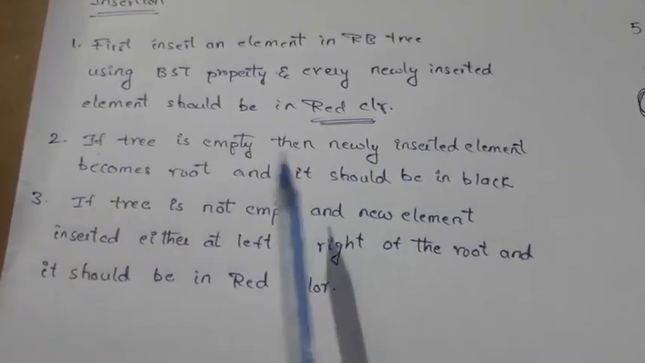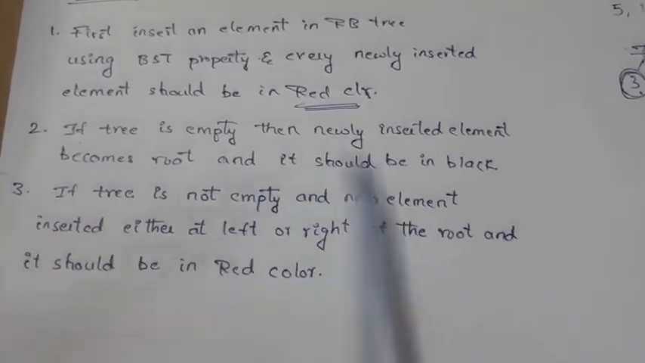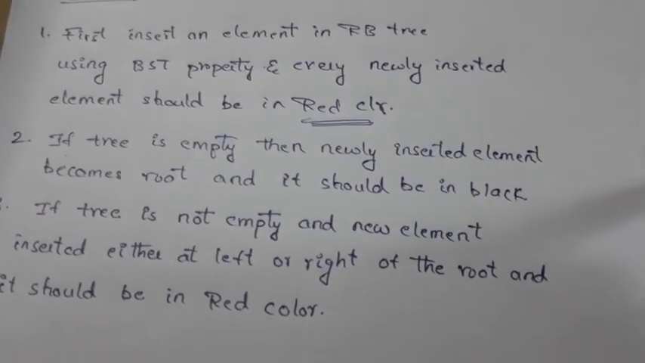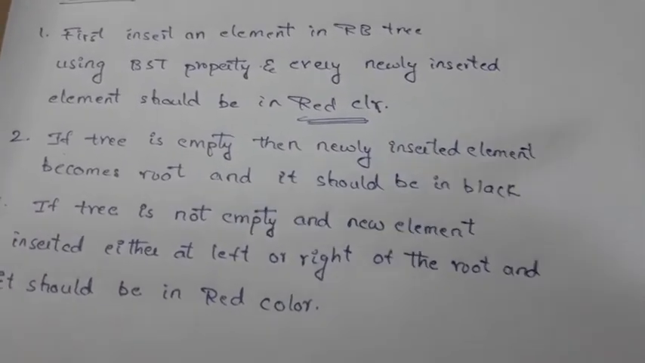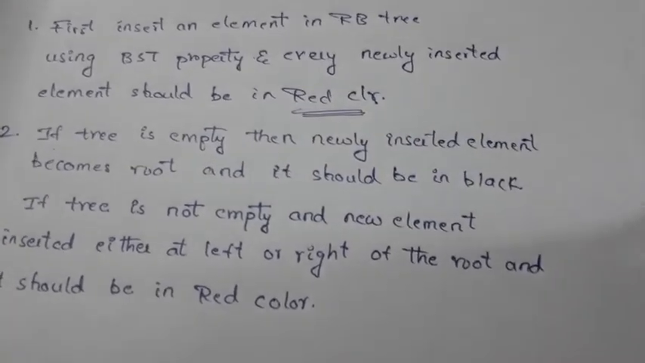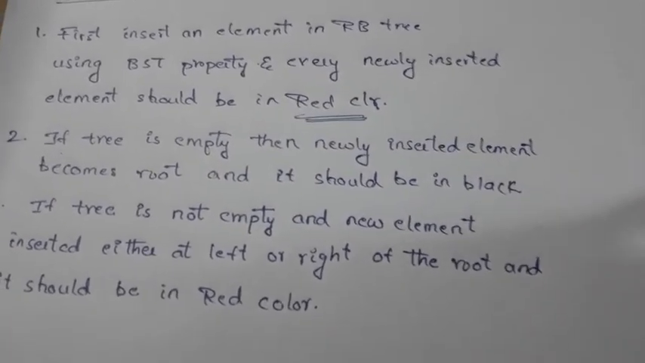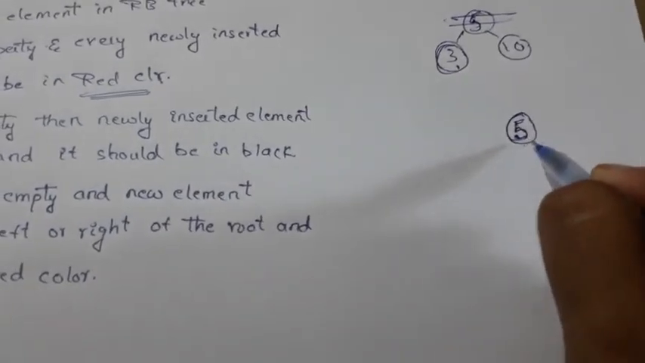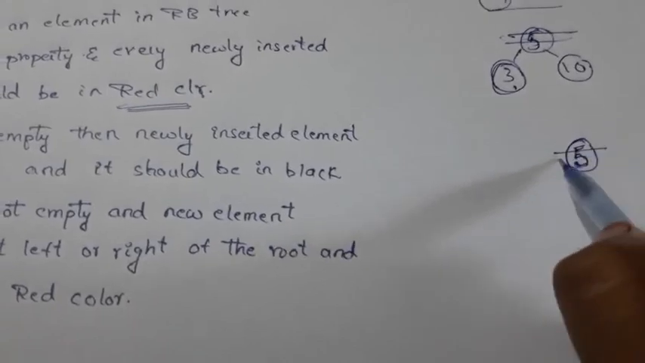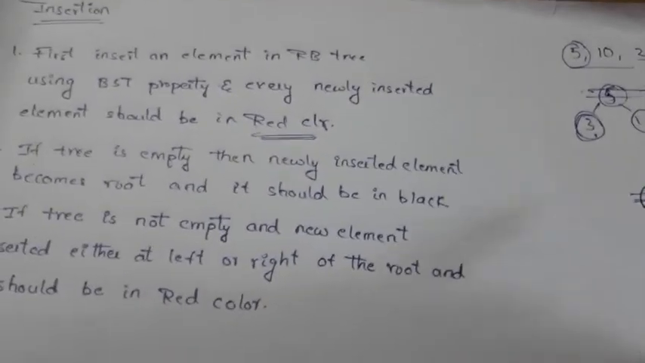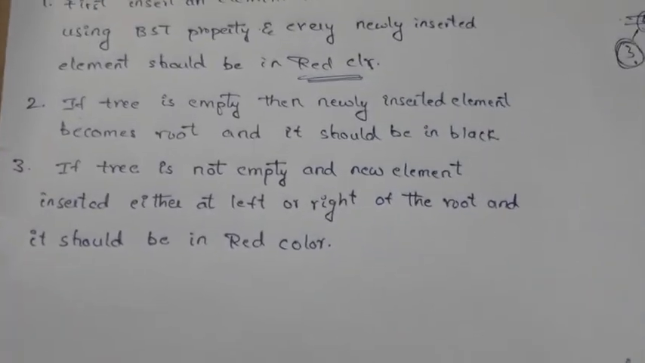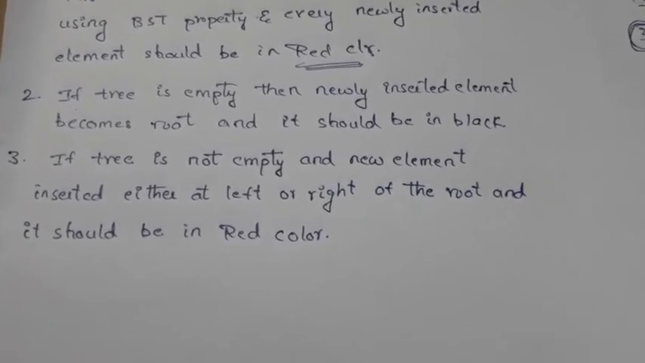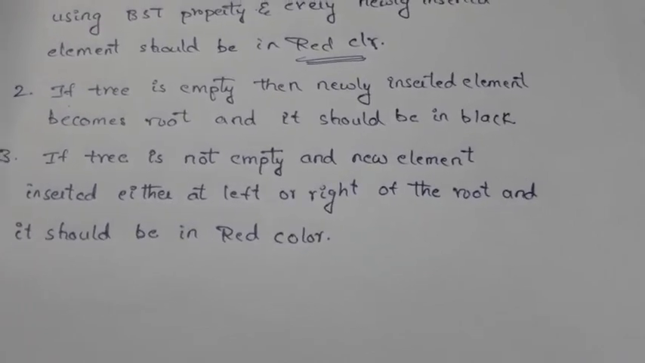Coming to the second point: if the tree is empty, then the newly inserted element becomes the root. Here, if I have not constructed any tree, this is the starting element. So 5 becomes the root. It is a newly inserted element, but it is a root node, so it should be in black color. If the tree is not empty and the newly inserted element is at either left or right of the root, it should be in red color.